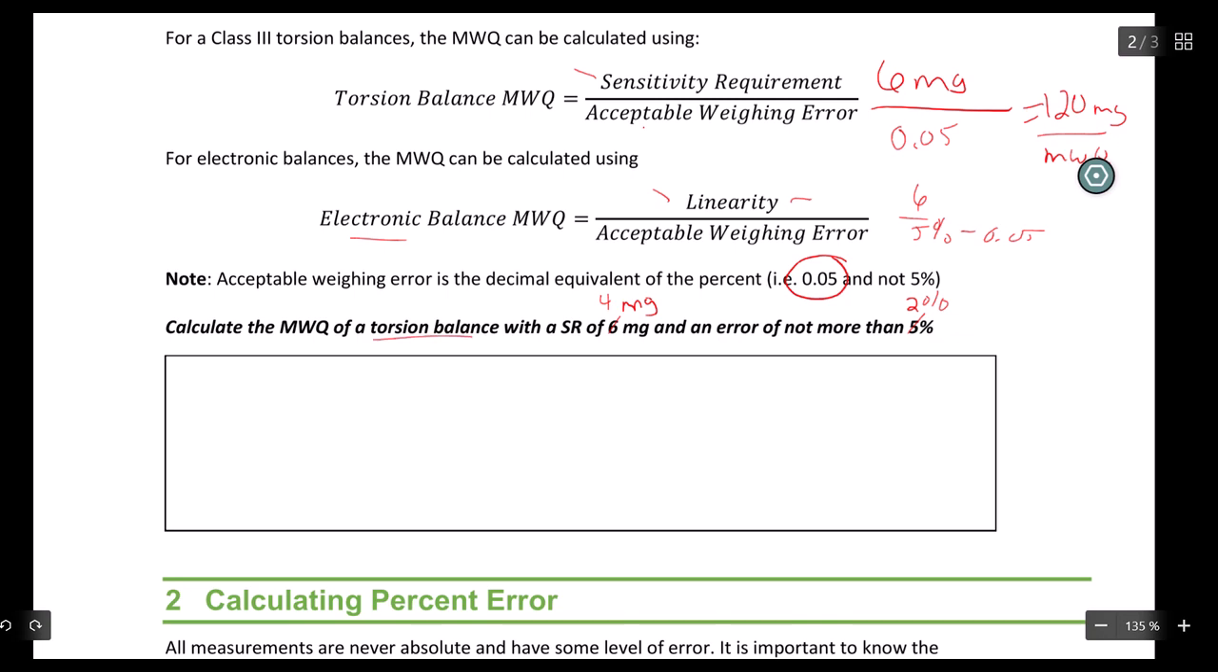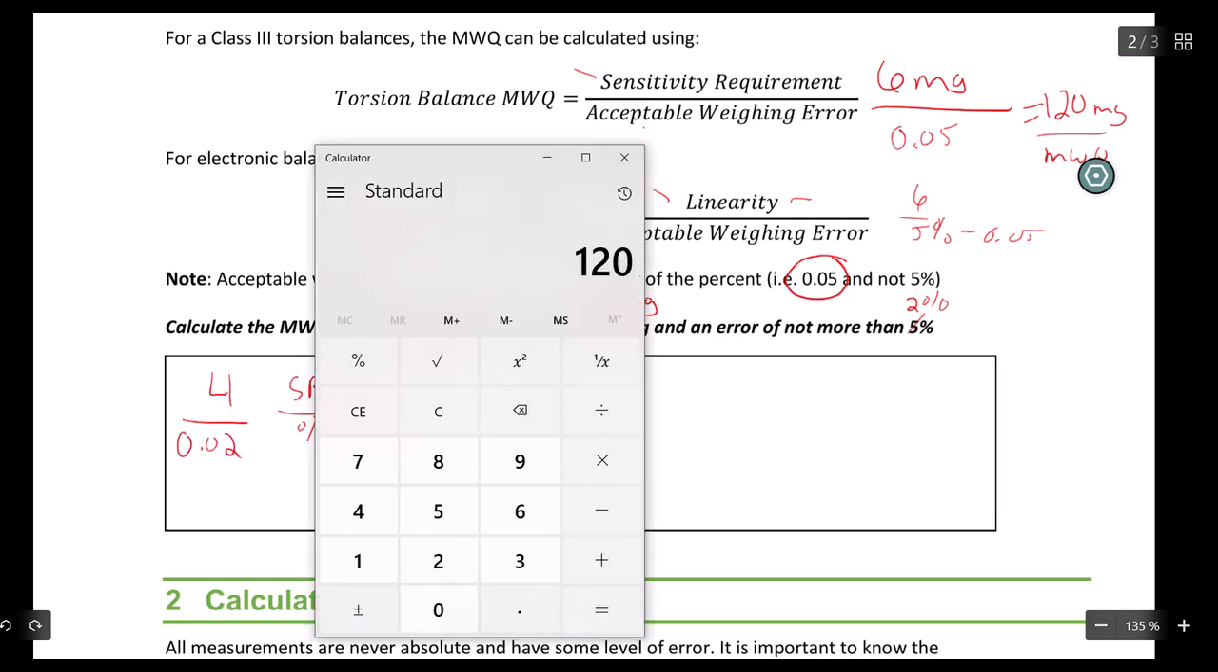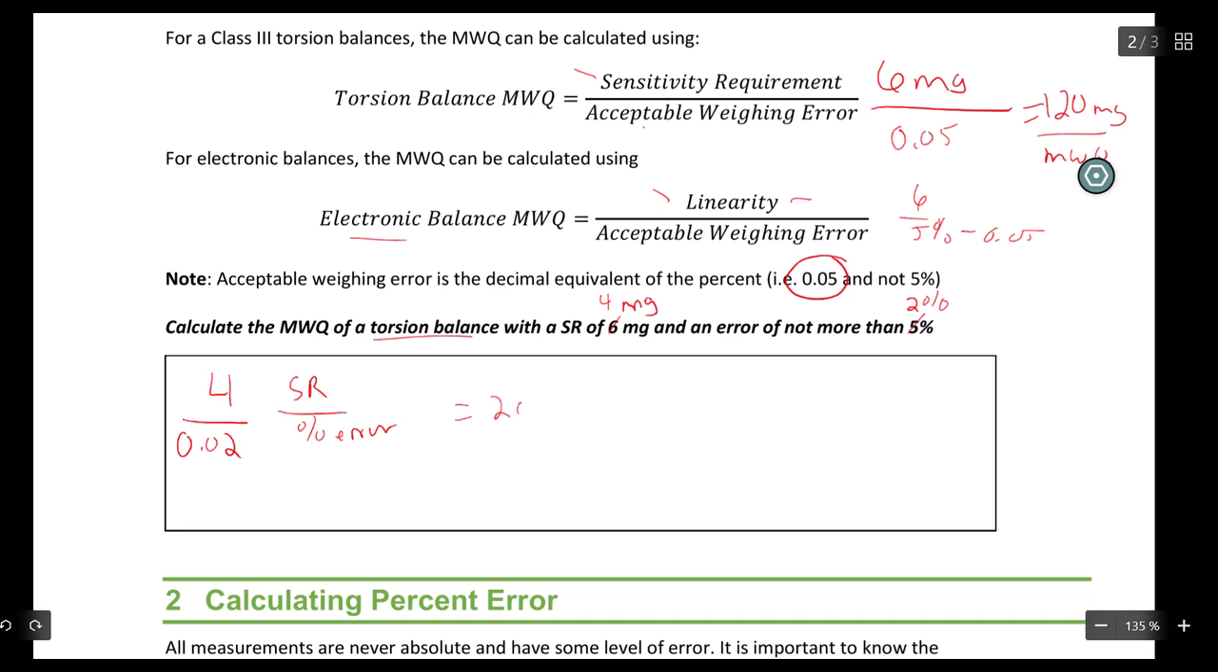Well, I would take 4, because that's my SR, and I would put it over my percent error that I need. So 4 is my SR. My percent error that I want is 2%, so I'm going to put that in decimal form. My calculation is 4 divided by 0.02, and that'd be 200. So that means 200 milligrams, since the SR was in milligrams, is my minimum weighable quantity if I did it for 4 and 2.